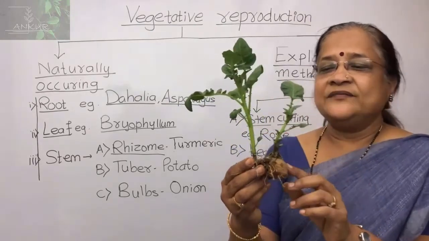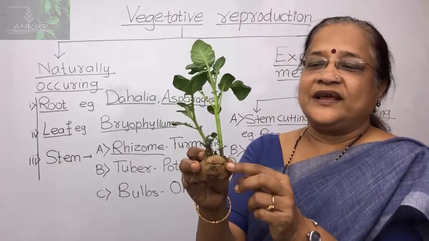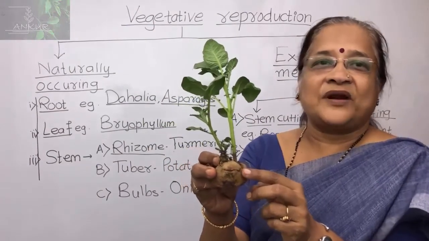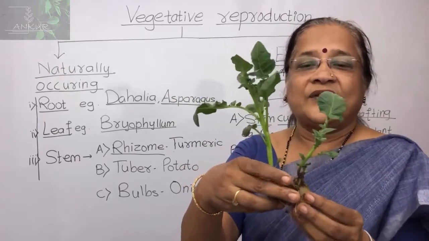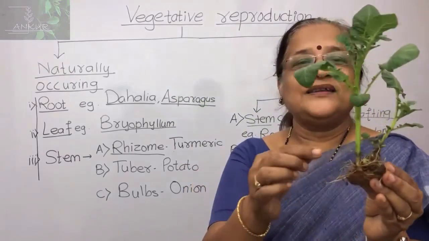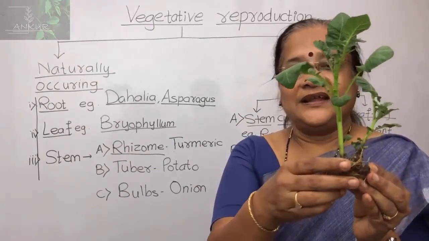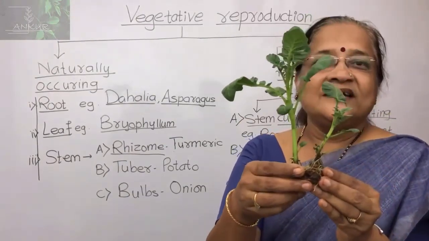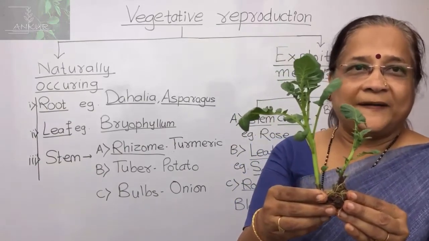On this stem, mostly in this potato, we get some very small sprouts. When we put it into soil, from this small sprout you again get the plant, and the roots are there. So like that, this potato tuber is used for the formation of a new plant.